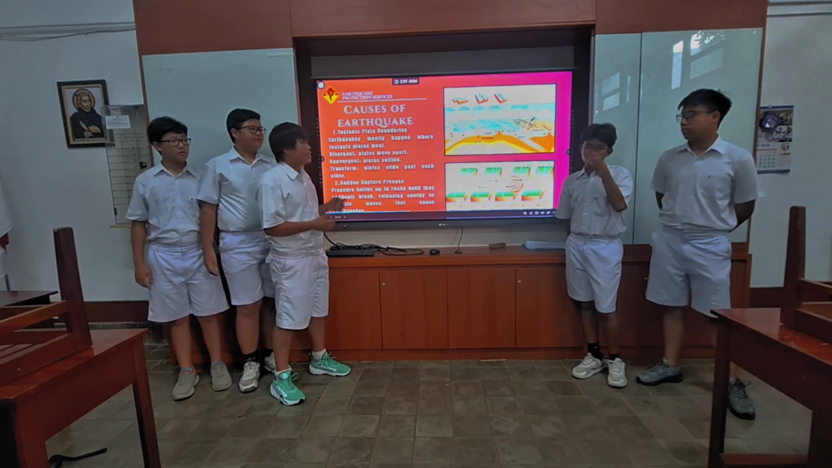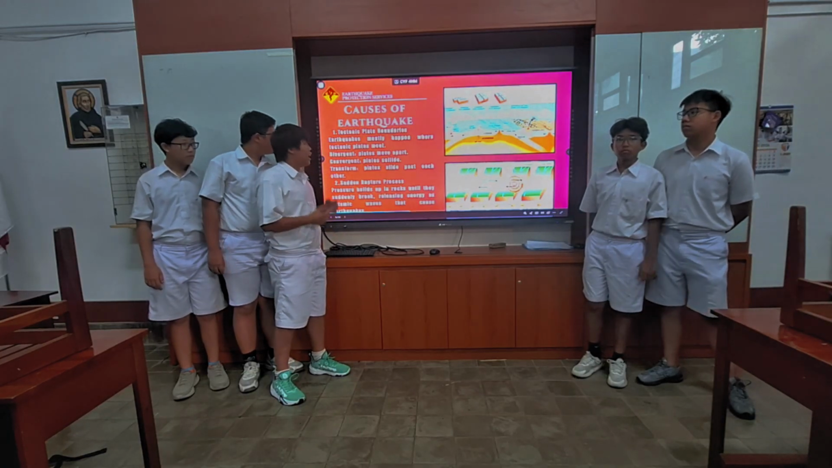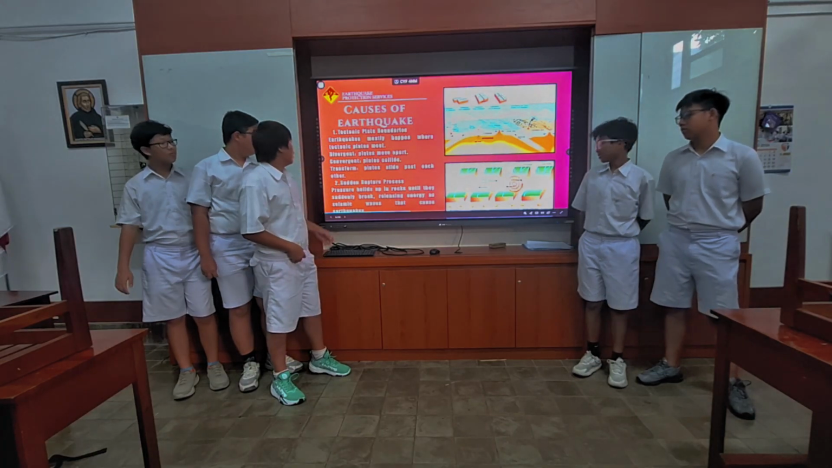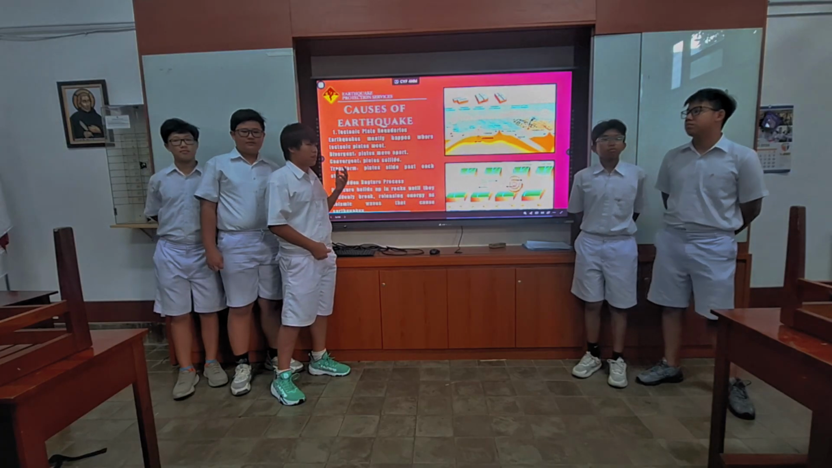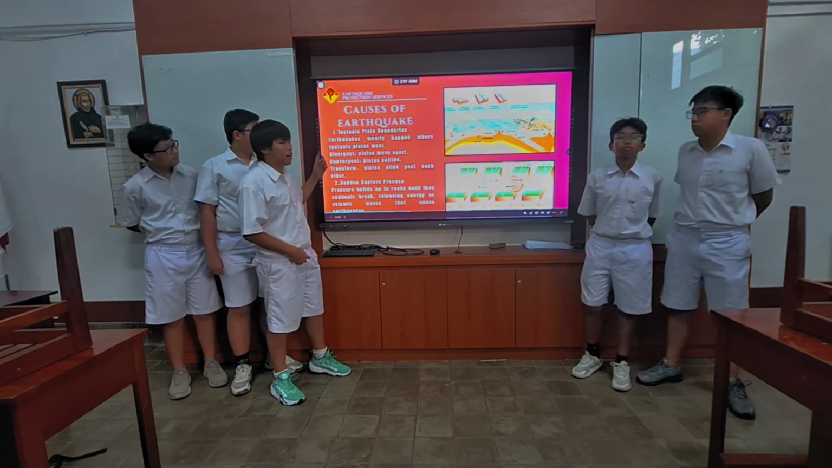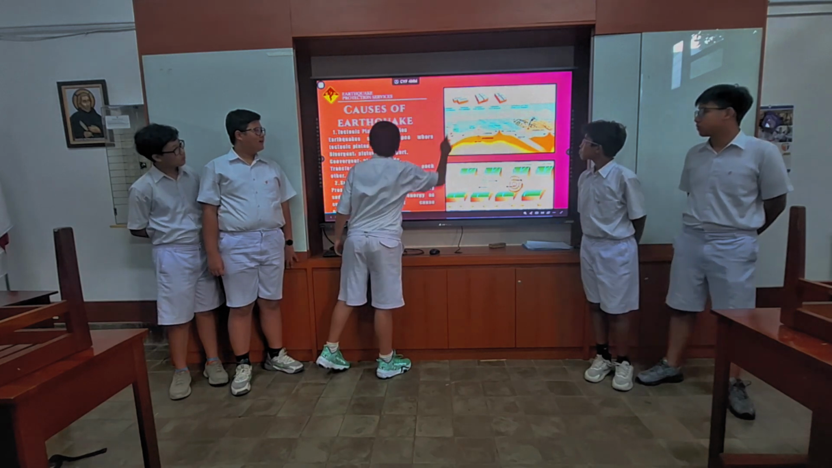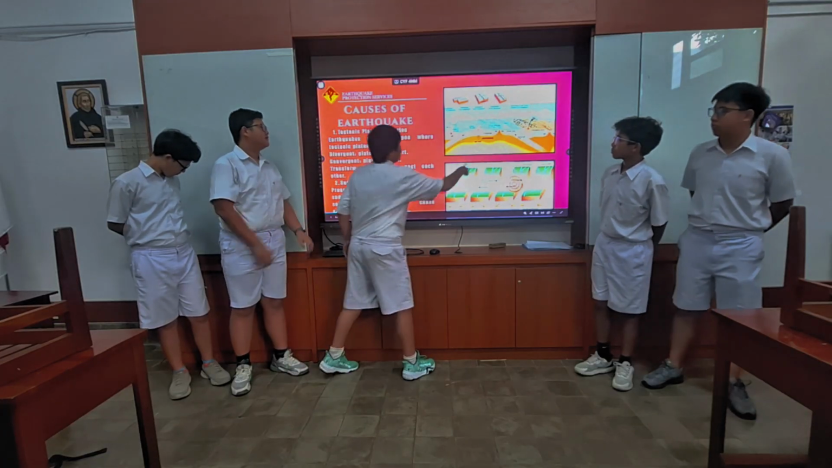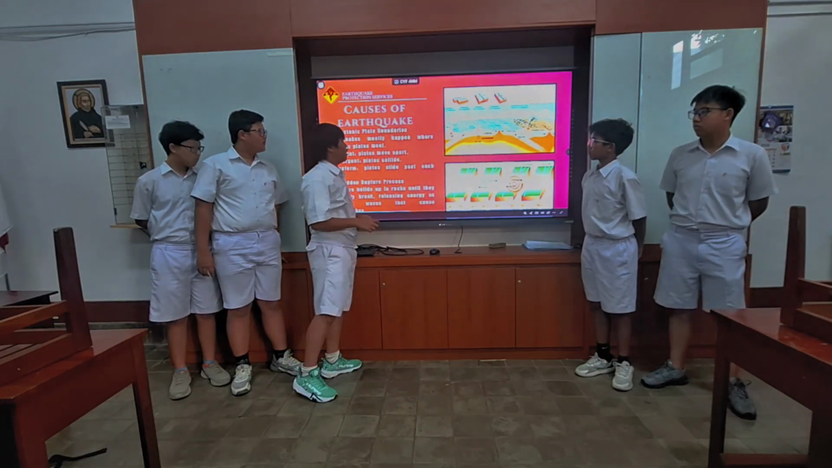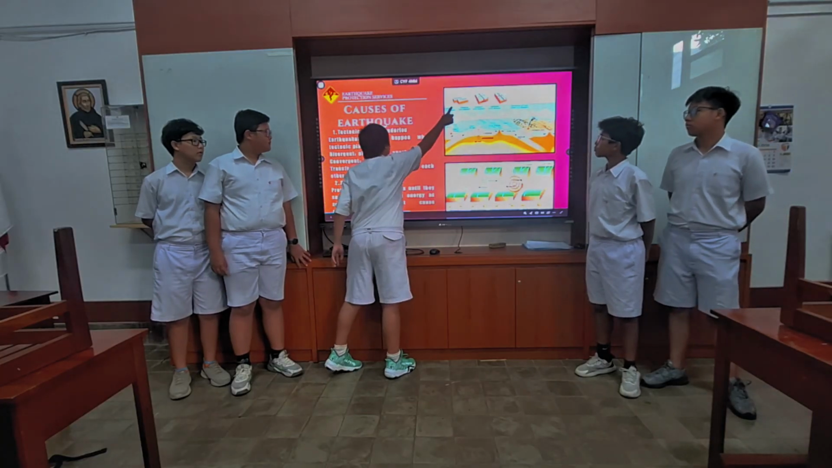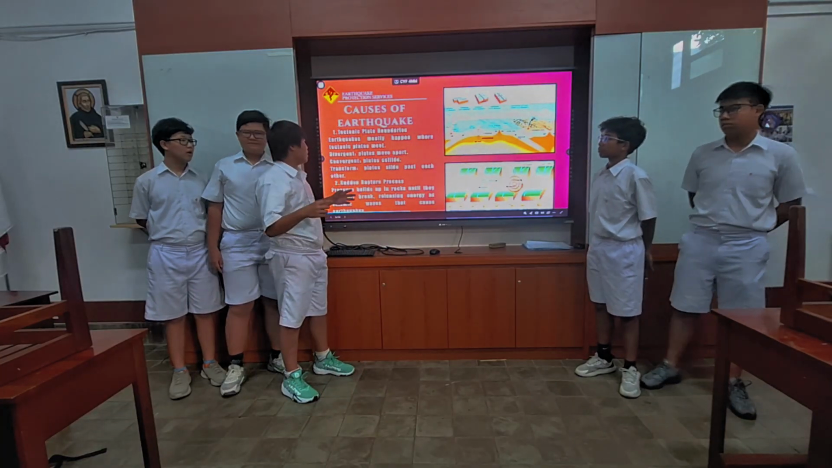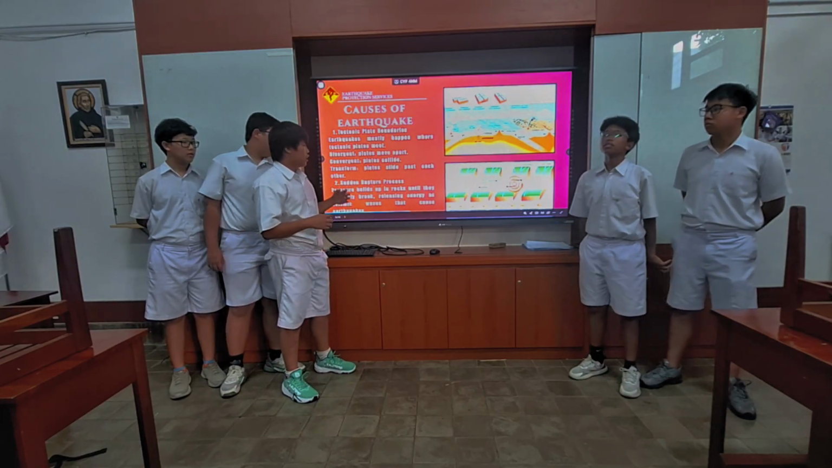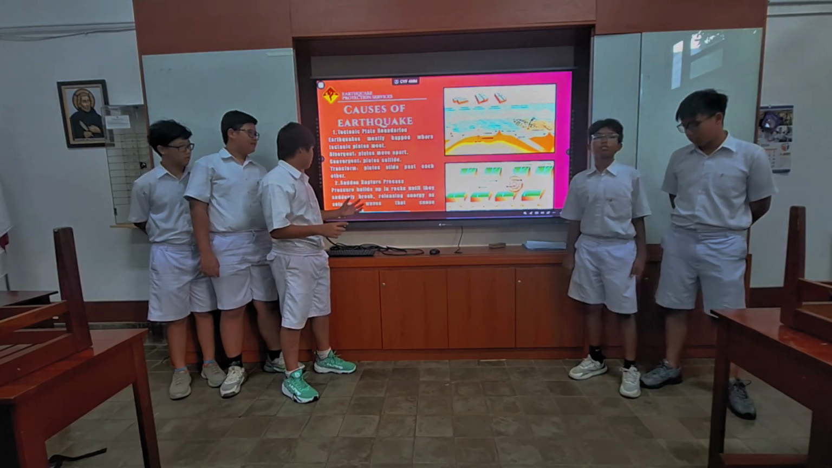The first one is tectonic plate boundaries. Earthquakes mostly happen when tectonic plates meet. There are multiple types of tectonic plate movements. The first one is divergent. As you can see here, the plates move apart. The second one is convergent, where the plates collide, and the third one is transform, where the plates slide past each other.